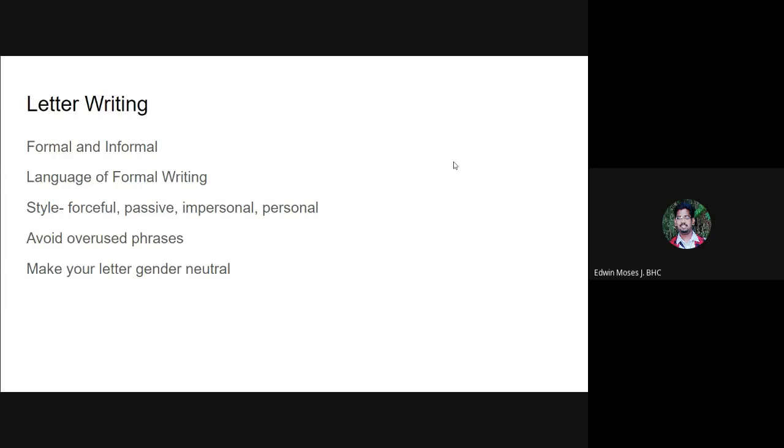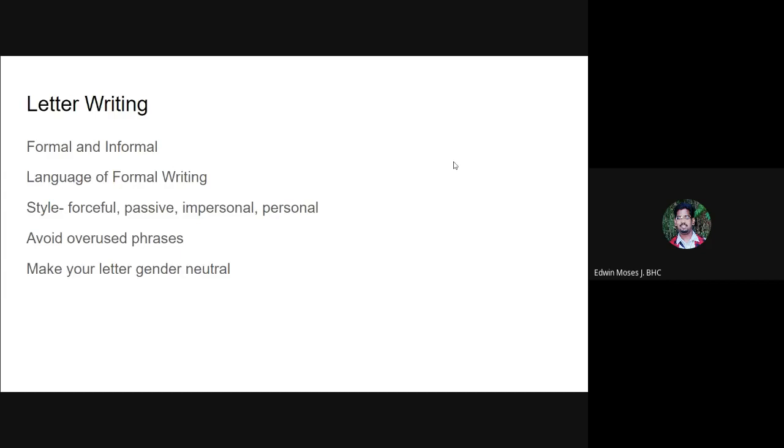Okay, we'll be seeing some examples, and with that I will conclude. Right, language of formal writing, and what kind of style we should use. The style differs according to the purpose of the letter. Whether you have to use forceful style or passive style or impersonal style or personal style. Sometimes you have to mix everything. Or for a formal writing, you have to use some personal style in order to persuade the person. Or you have to be forceful to get things done.